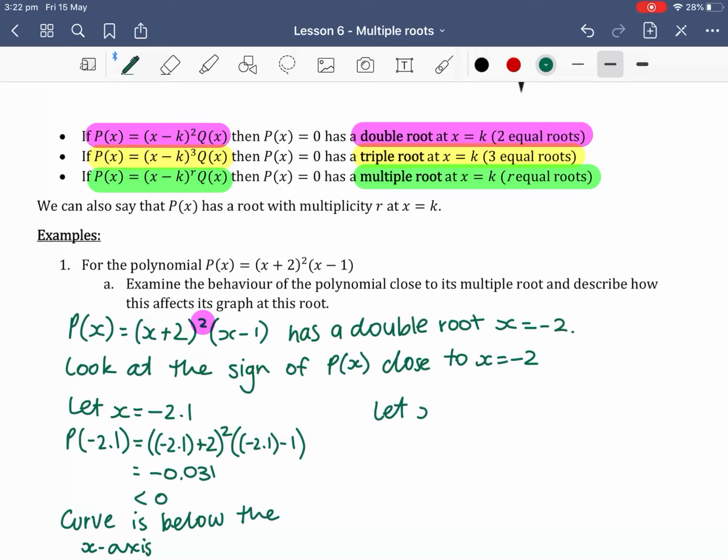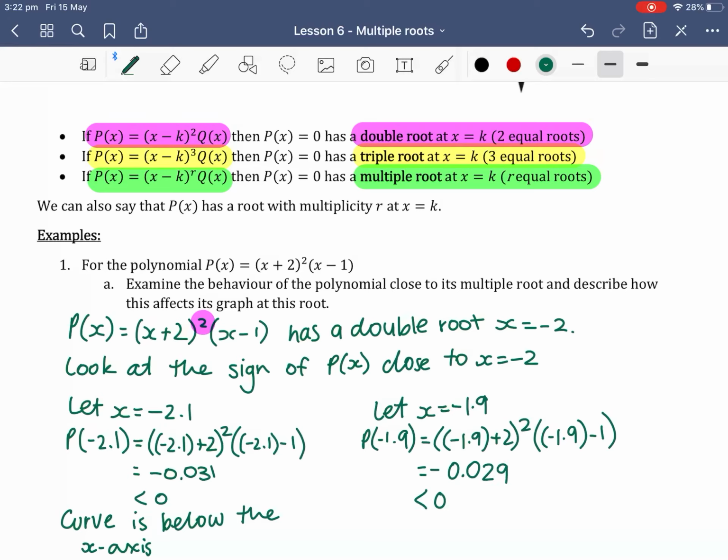Then we let x equal negative 1.9, so that's just bigger. When we substitute that into our polynomial, we have (-1.9 + 2) all squared times (-1.9 - 1). That equals negative 0.029, which is less than 0. So the curve is also below the x-axis as well.